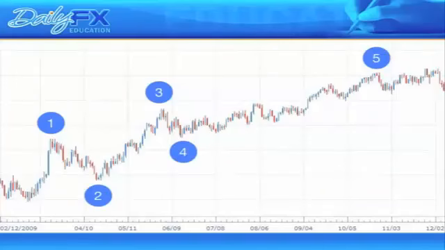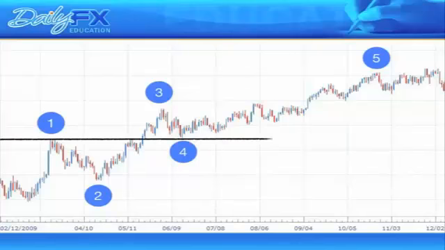Now let's zoom back out to see all 5 waves. We can see that wave 1 is in fact the shortest wave, meaning wave 3 is not. This satisfies our second rule. Finally, drawing a horizontal line at the high of wave 1 allows us to verify that wave 4 did not move into the price territory of wave 1. So this wave count appears to be correct.